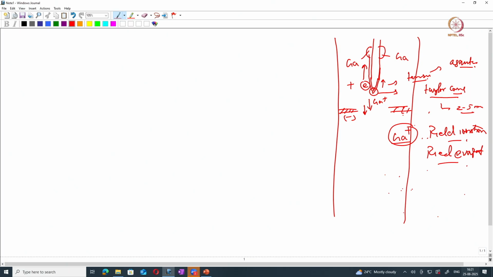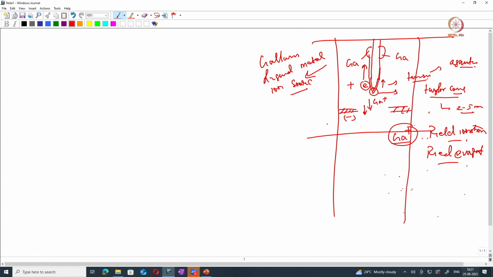So this is particularly what we call a gallium liquid metal ion source. Usually we call it a liquid metal ion source for the ion emission, okay. So now what we do is we will briefly describe the ion optics. What are the roles of the different components in the ion optics, in the ion column, okay.